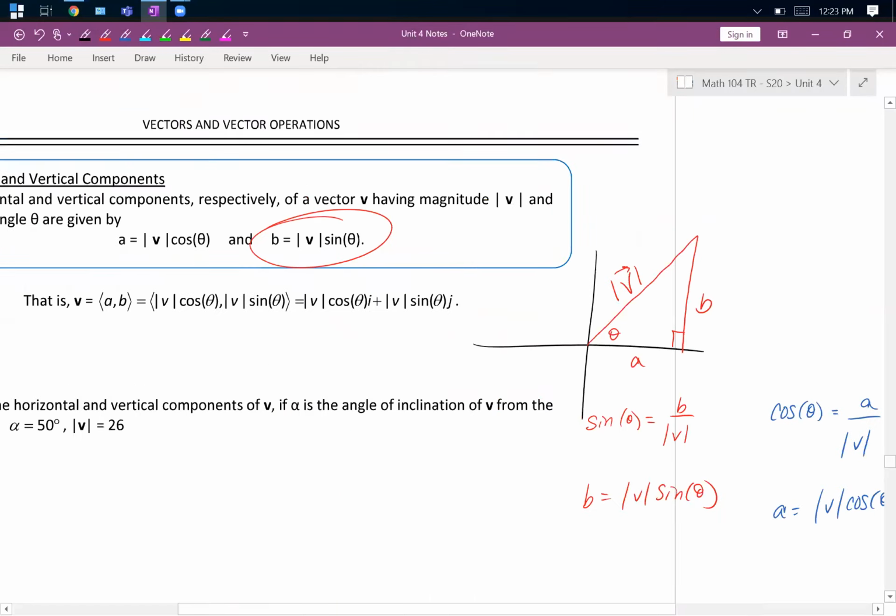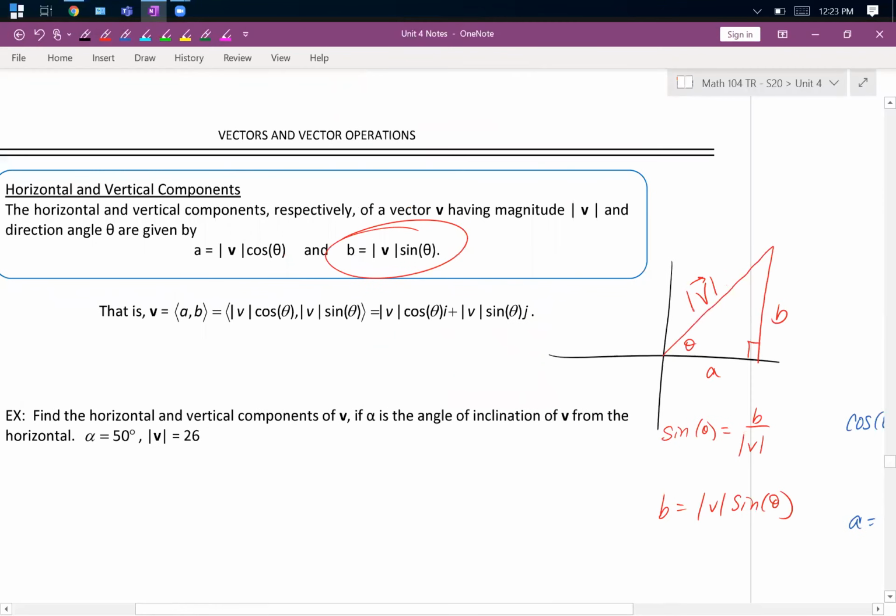Because we've now defined A and B in terms of the magnitude of our vector and sine and cosine, we can just adjust our Ai plus Bj notation. So this is Ai plus Bj. That's all this is saying.